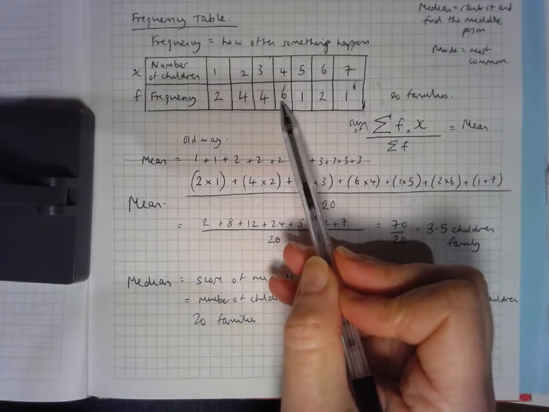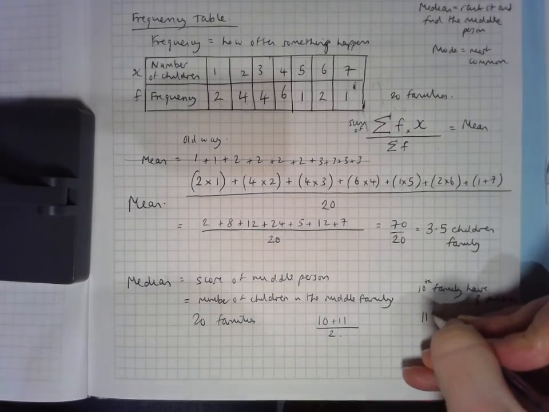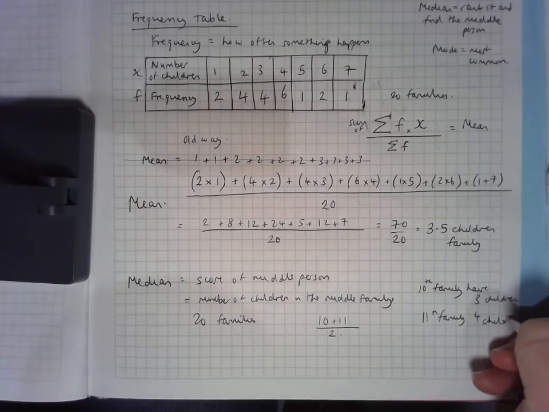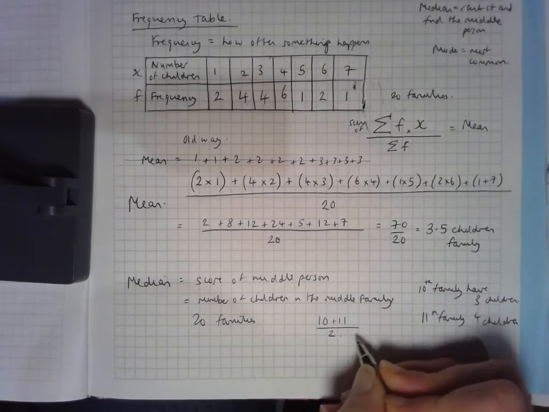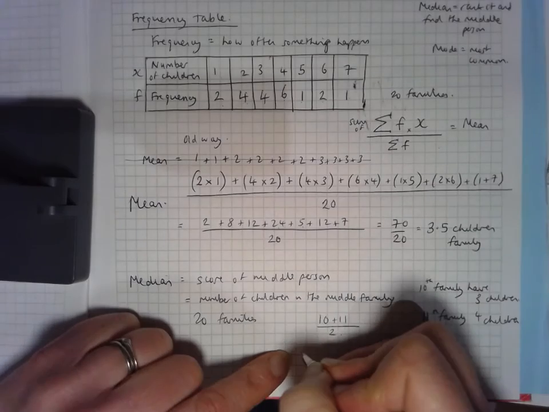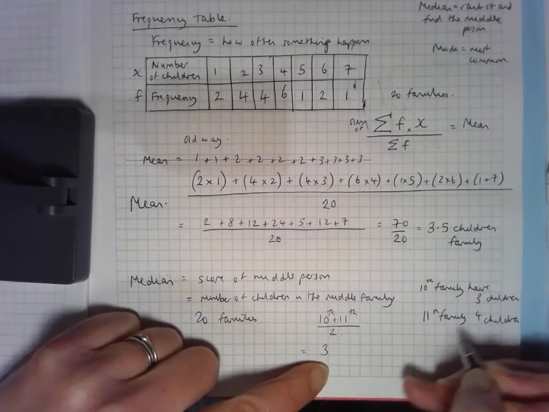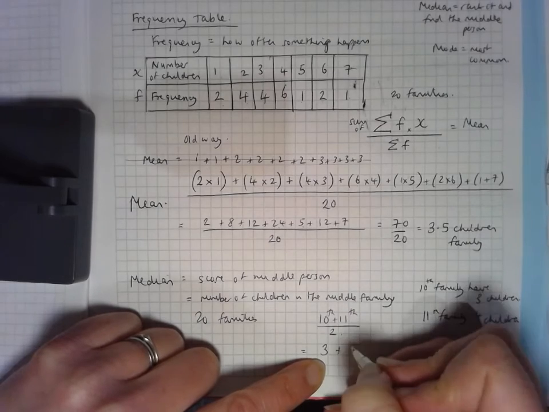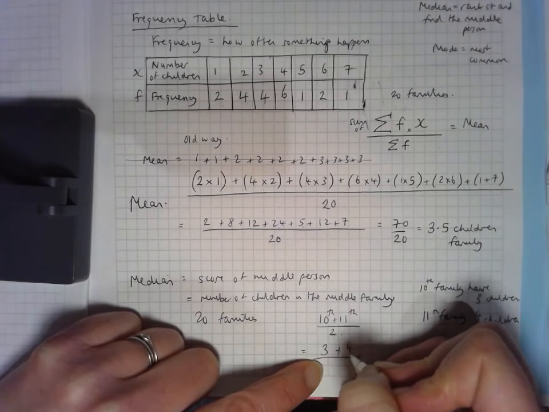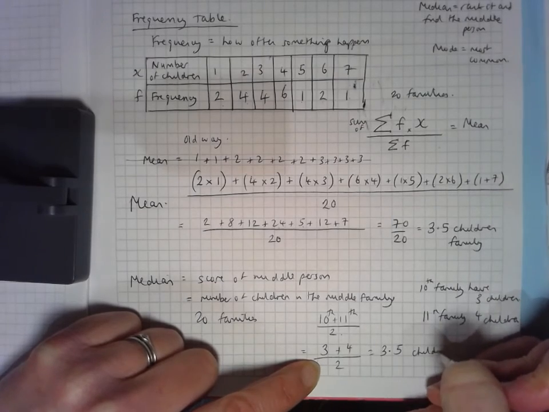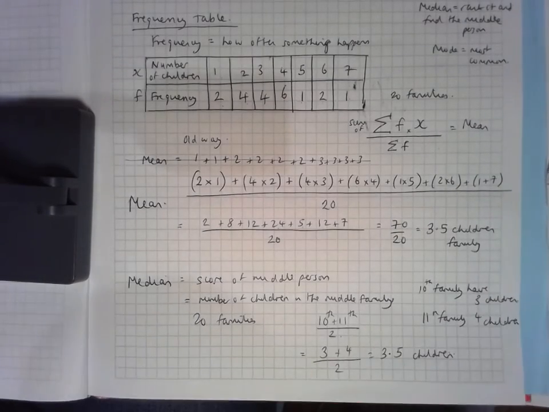The 11th family have 4 children. So we've got 10 and 11. The number of children in the 10th family is 3. The number of children in the 11th family is 4. I've got 3 and 4 is 7 over 2. So actually again, it gives me an average score using the median of 3.5 children.